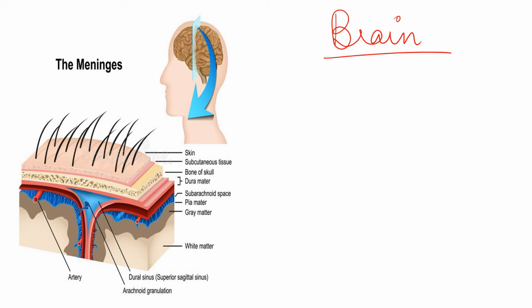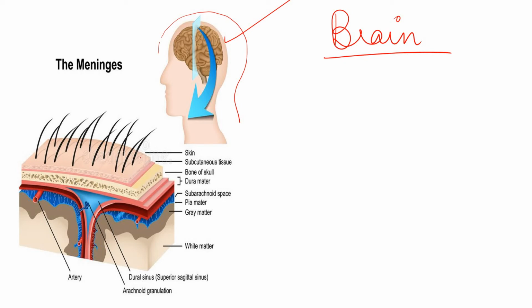What is written? The brain is located in the head inside the skull. So we know what is the skull, the bony structure that is present. This is the skull. All right. So brain is located inside the head, inside the skull. The brain is protected by the bones of the skull and by a covering of three thin membranes called meninges.